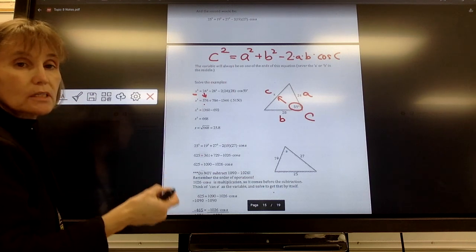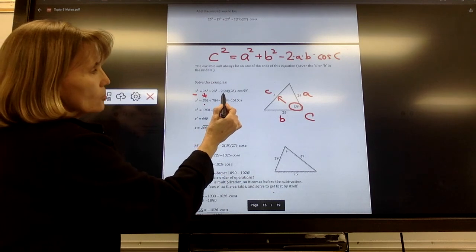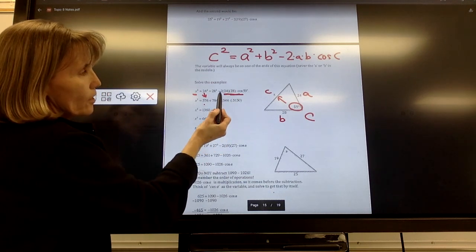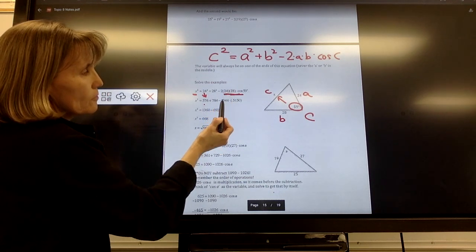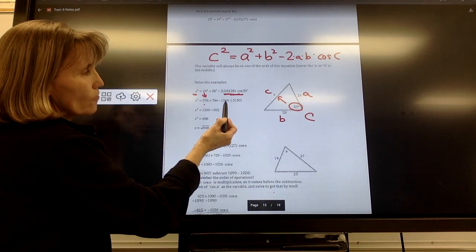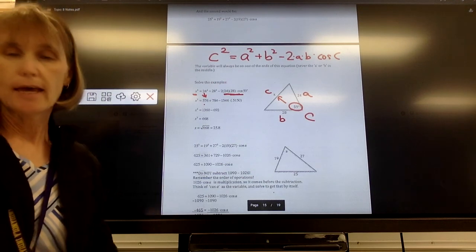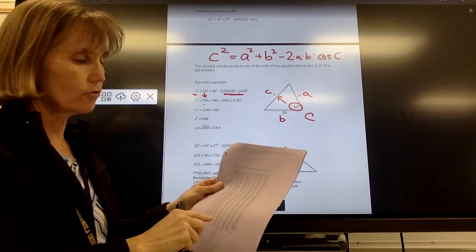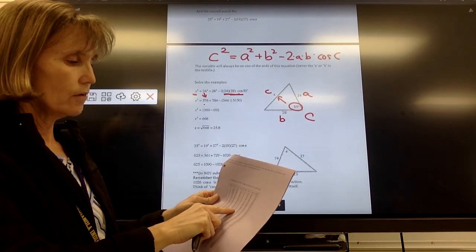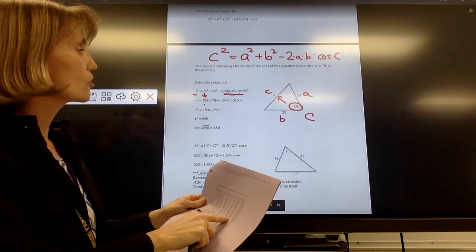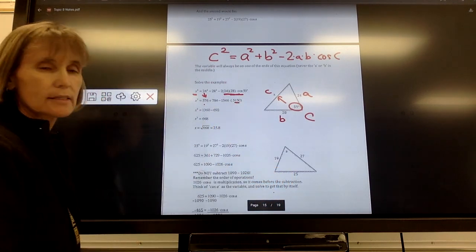Okay, after exponents comes multiplication. So these are products. We're going to have to multiply 2 times 24 times 28. That's that 1,344. And we take it times the cosine of 59 degrees. And again, to find the cosine of 59 degrees, you're using your table here. Find 59 degrees, go over to the cosine, and you're getting this decimal.